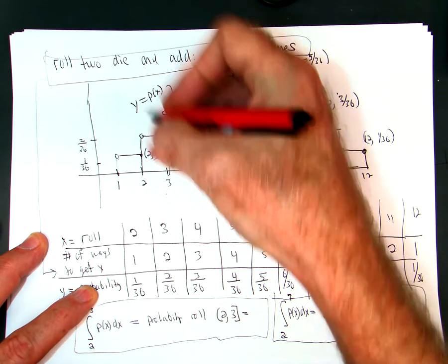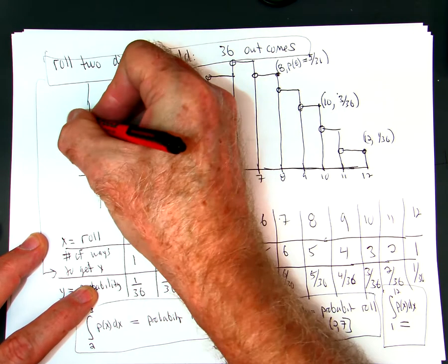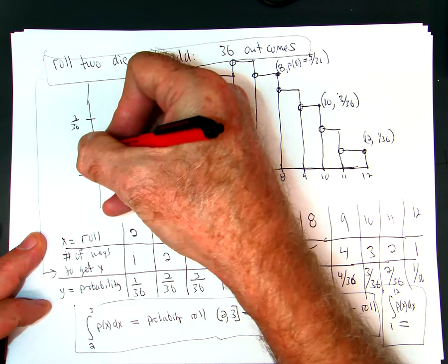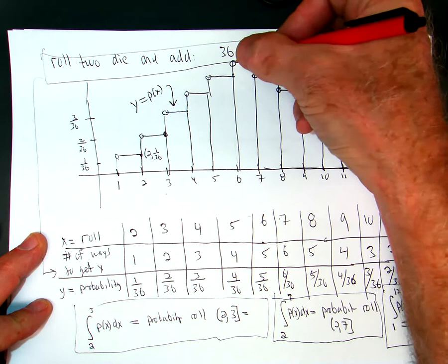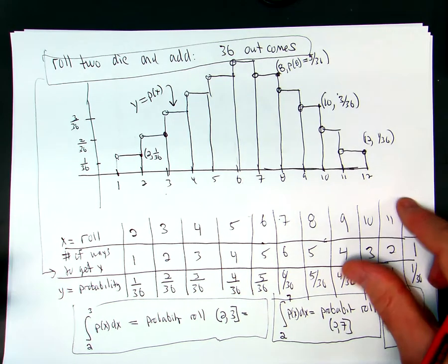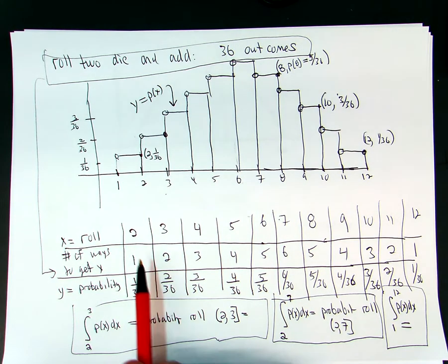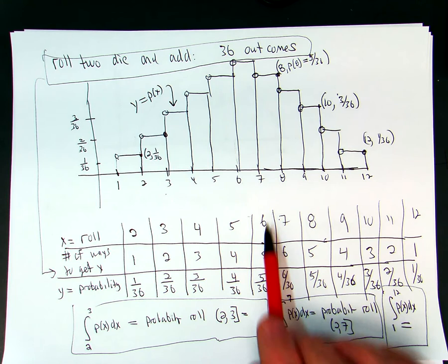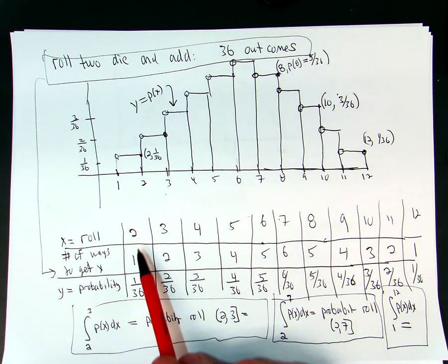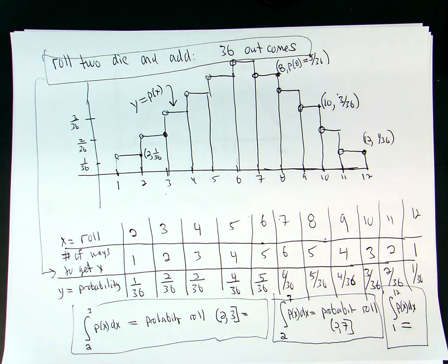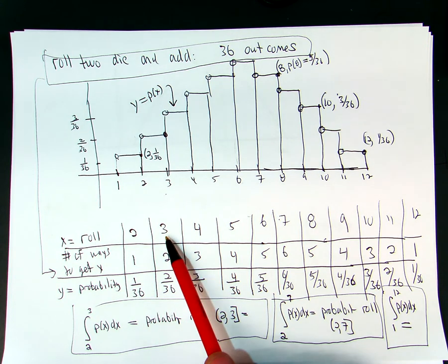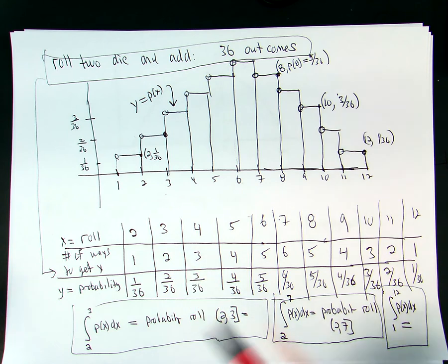What I've done here is each of these heights are 1/36, 2/36, 3/36, up to 6/36 up here. Now, where do those numbers come from? Well, here's a chart giving all the possibilities. How many ways do I get a 2? Well, I have to have a 1 on each die. There's only one way for that to happen. The number of possible ways to roll 2 dice is 36, so 1 over 36. Number of ways to get a 3: 1, 2, or 2, 1.